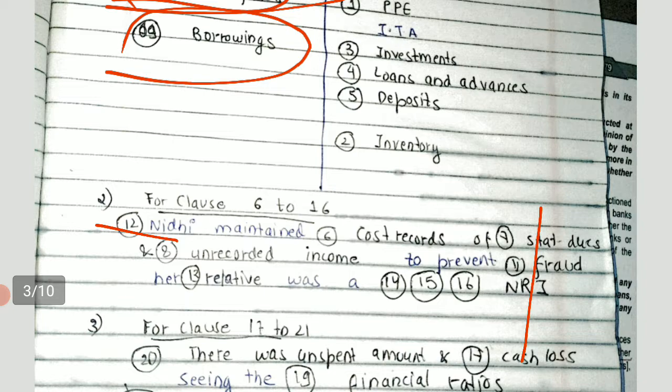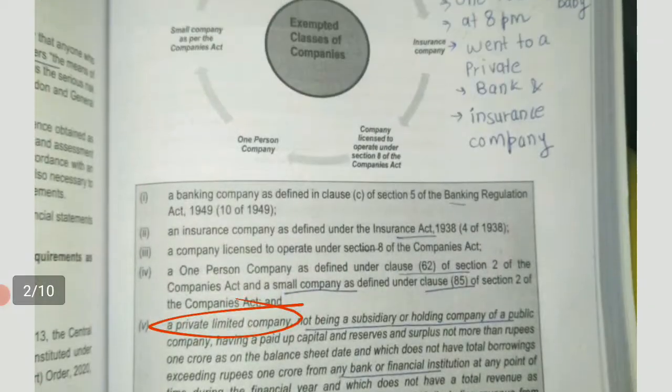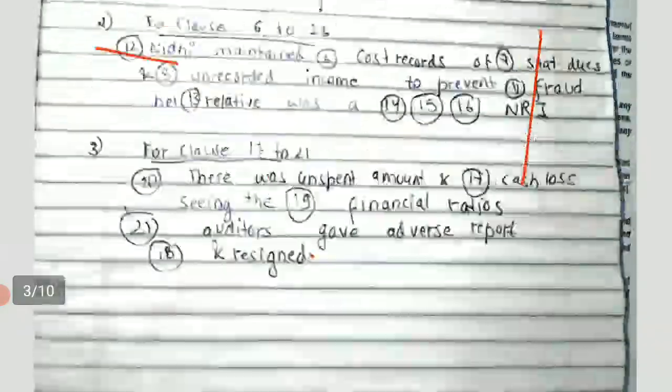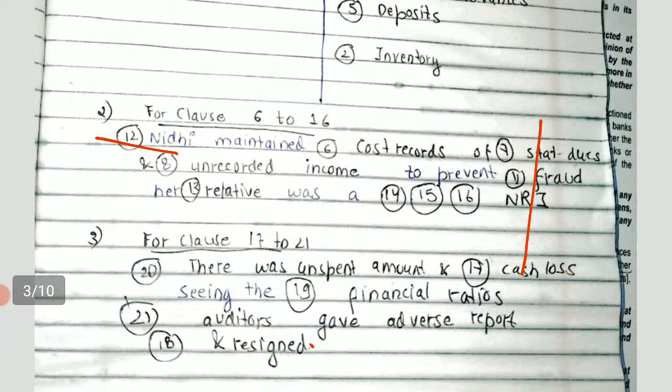So what is the 14th clause? The 14th clause is about your internal audit. Then the 15th clause is about your non-cash transactions. The 16th clause is about RBI. Now, 17 to 21. The 17th is about cash loss. The 18th is about resignation. The 19th is about financial ratios. The 20th is about unspent income, and the 21st is about adverse report.